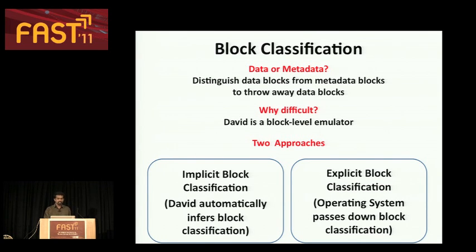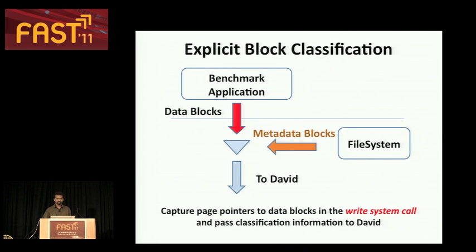Let me now discuss the details of the second block classification approach, which is the explicit block classification. The key observation here is that all the data blocks are generated by the benchmarking application. However, the metadata blocks originate from the file system. Hence, the idea here is to capture the page pointers to data blocks at the operating system write system call interface, and let the operating system pass this list of page pointers to David for use during classification.